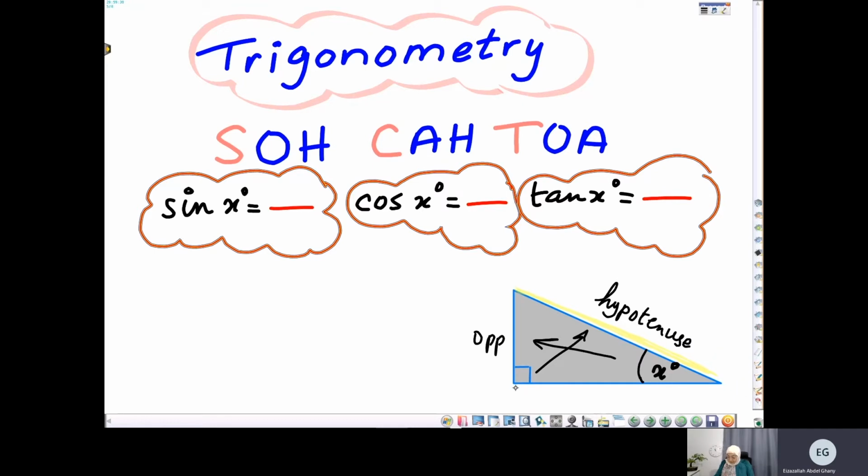Then what about this side that links the angle to the right angle? We name it adjacent. The adjacent is the side that links the angle to the right angle.